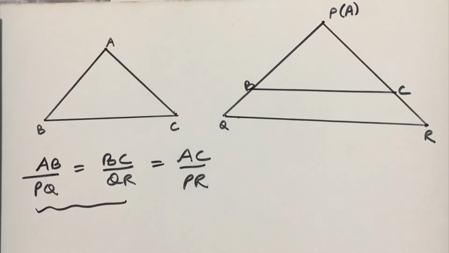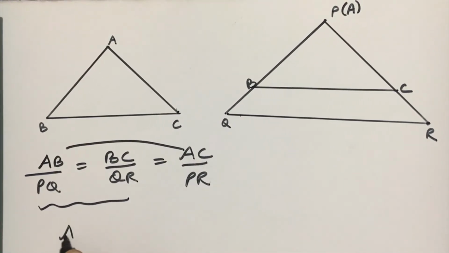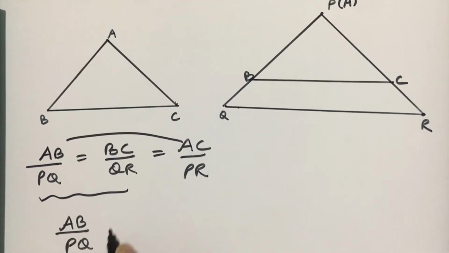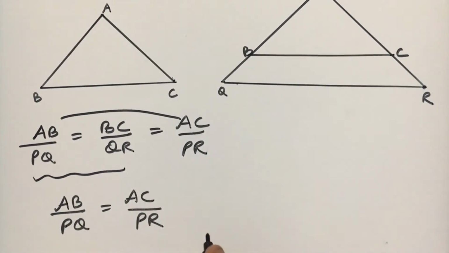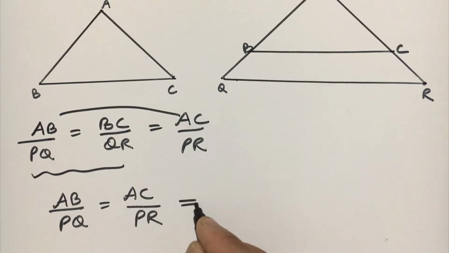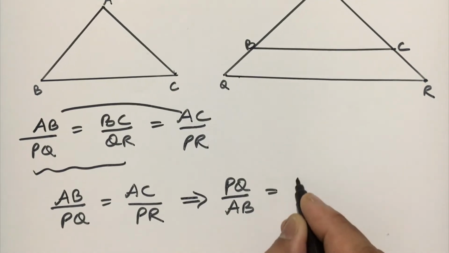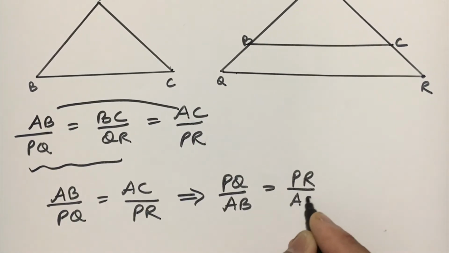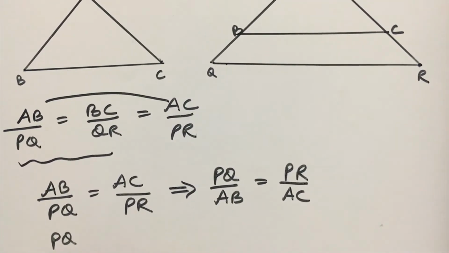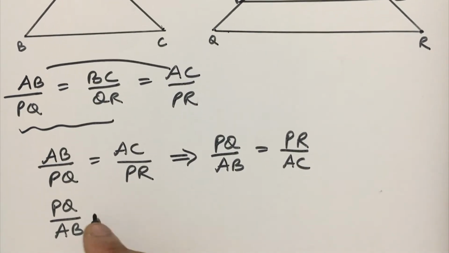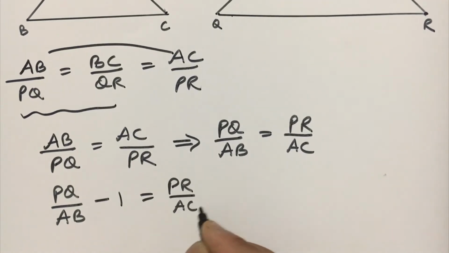So, I am taking these two, AB by PQ is equal to AC by PR. I am taking these two sides' proportionality. Now I am taking the reciprocal of it: PQ by AB is equal to PR by AC. Now, you subtract 1 on both sides: PQ by AB minus 1 is equal to PR by AC minus 1.